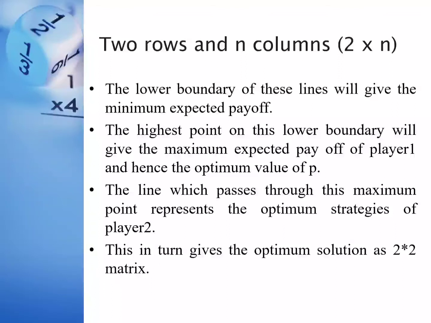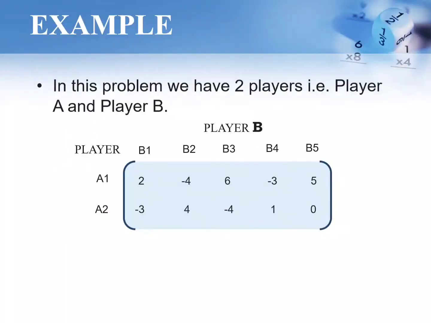For more clarification, let's see an example for a 2 into n matrix. In this problem, we have 2 players, that is player A and player B. Player B has 5 strategies, that is B1, B2, B3, B4 and B5. And player A has 2 strategies, that is A1 and A2, where the values are 2, minus 3, minus 4, 4, 6, minus 4, minus 3, 1, 5, 0.